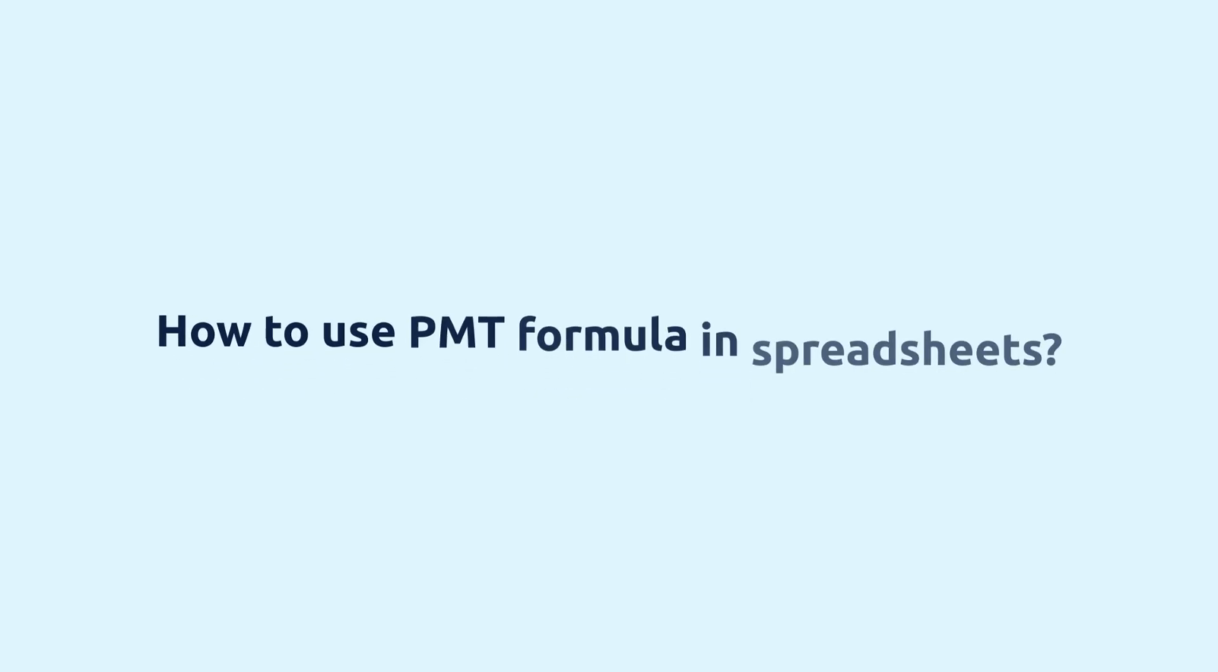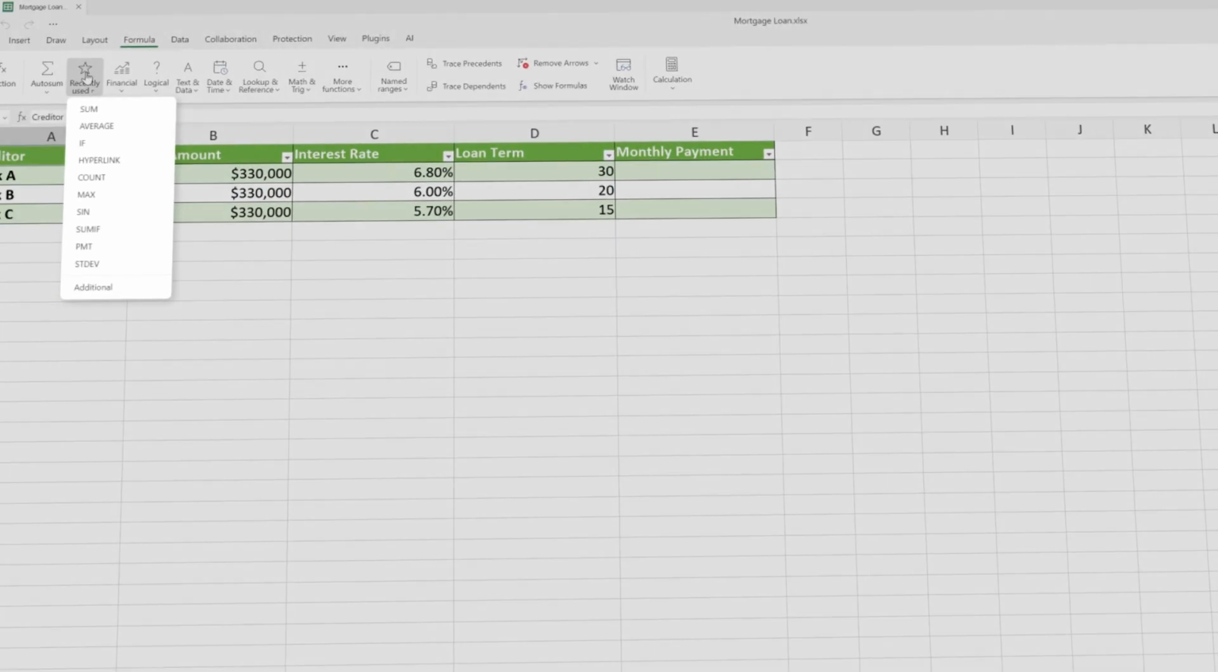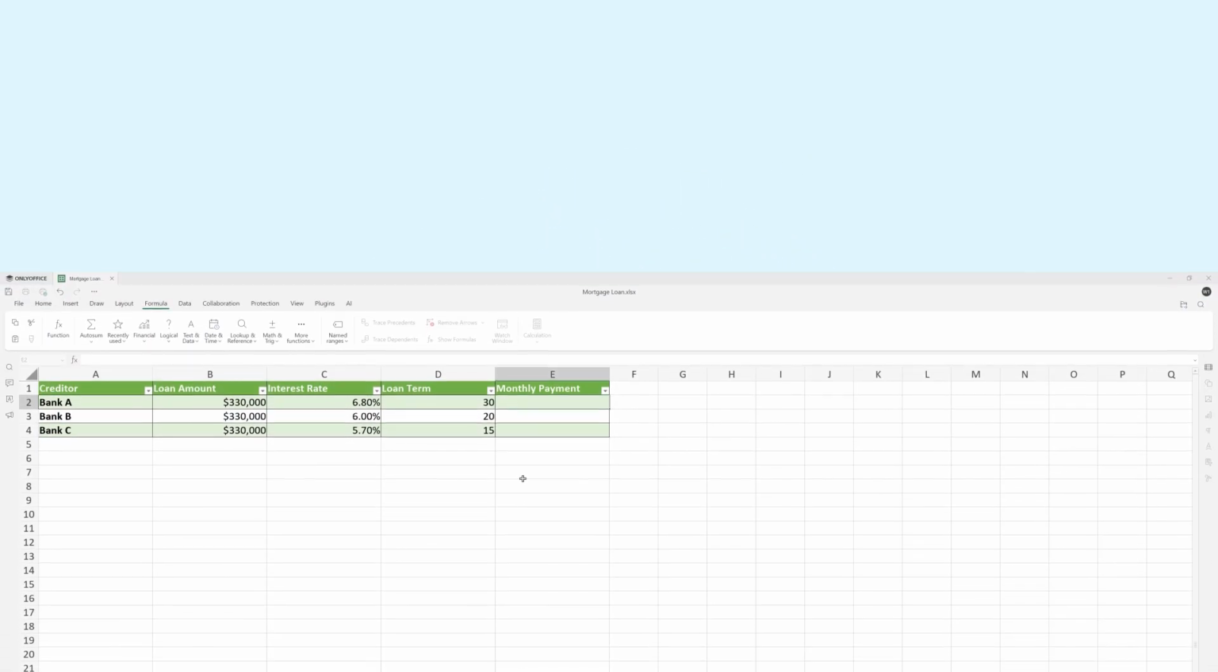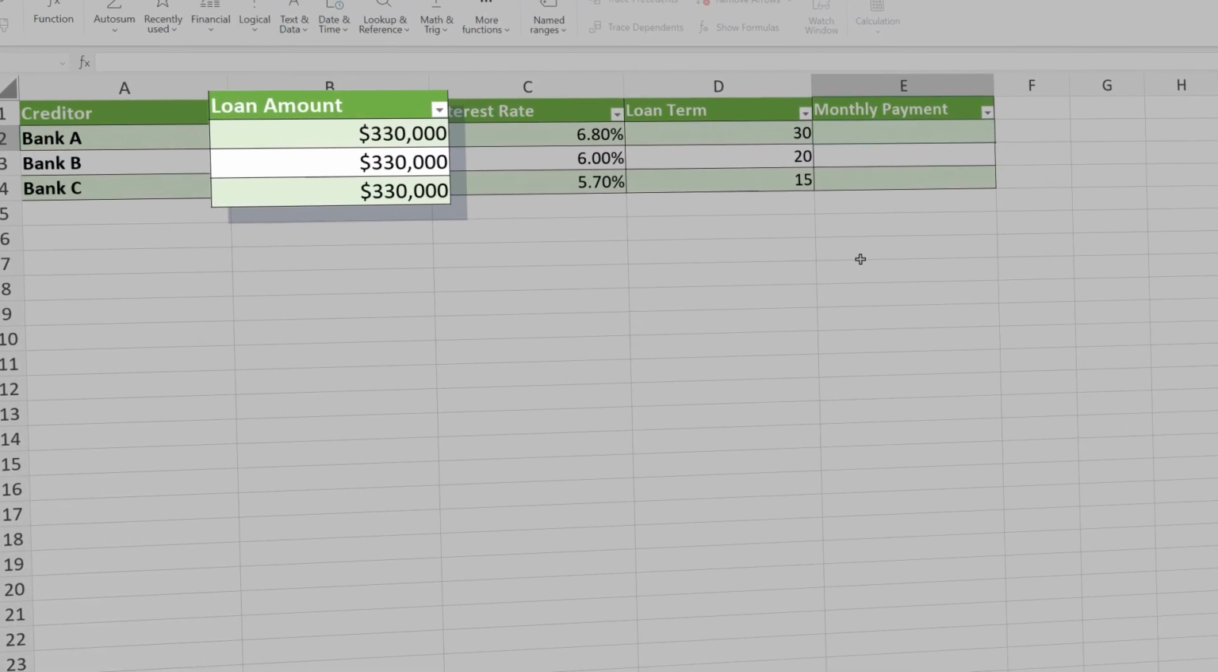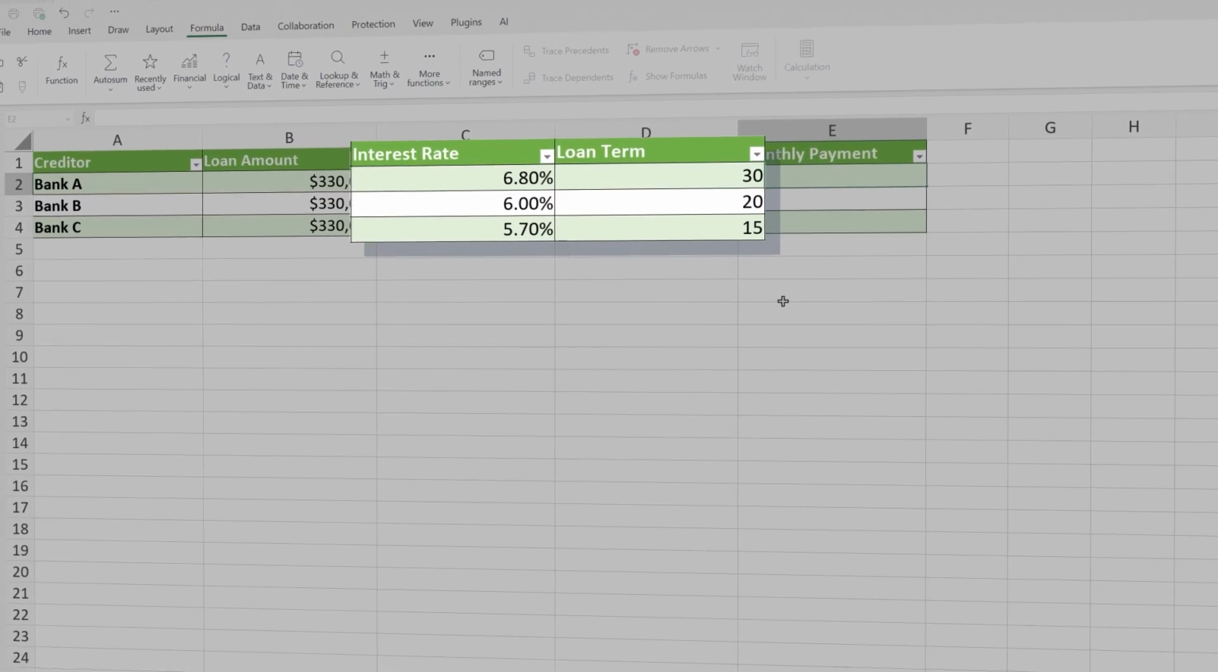How to use PMT formula in spreadsheets? Let's find out. Imagine buying a house. The buyer was approved for a mortgage by 3 banks. Loan amount is fixed, but the interest rate and loan term are different in each bank.